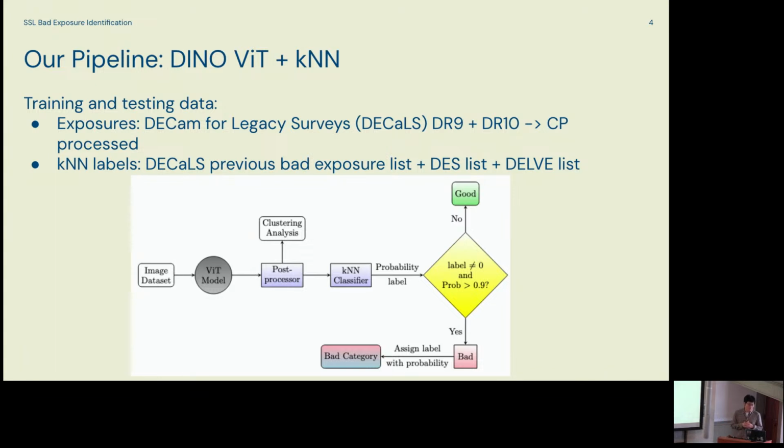And for k-nearest neighbor labels, we have three sources. One of them is the bad exposure list. That's mostly from the observer's log, the actual log of information when they observe, what kind of conditions they have. And also we have the DES DELVE list. Those are two visual inspection expert labels. And I will talk about two analyses. The first one will be using clustering analysis to see, without any label, in a self-supervised way, what can be learned from the information. And then the second one, of course, is the classification results.